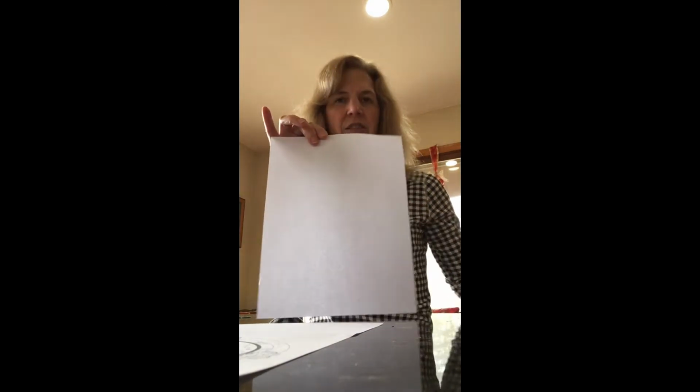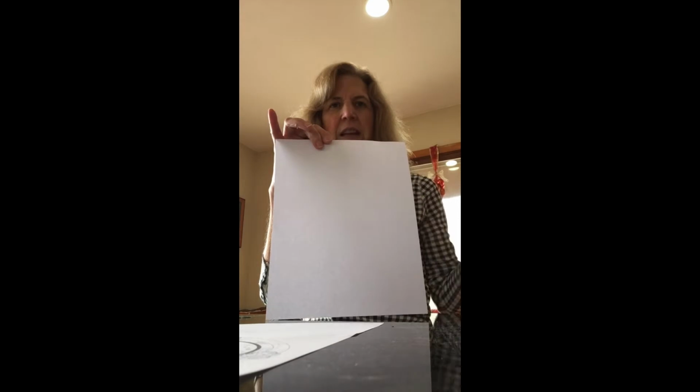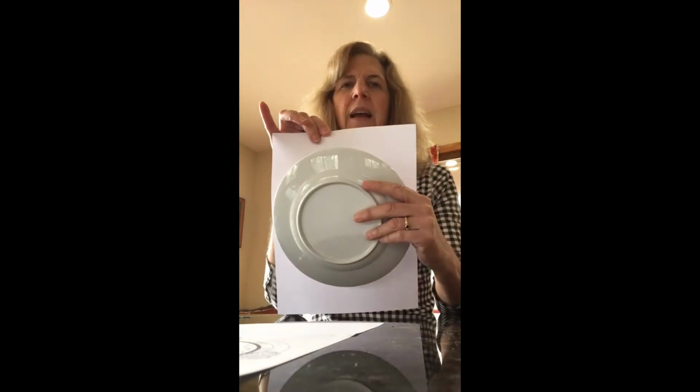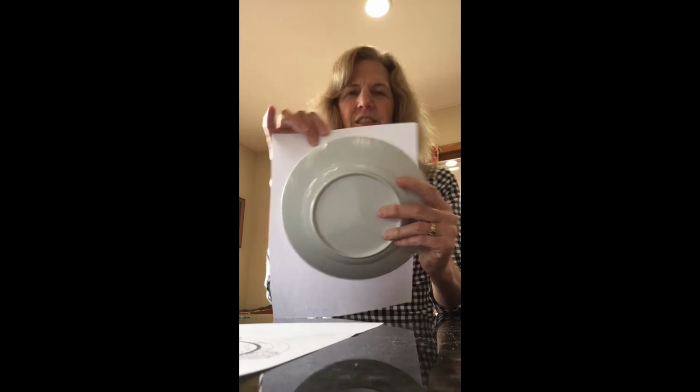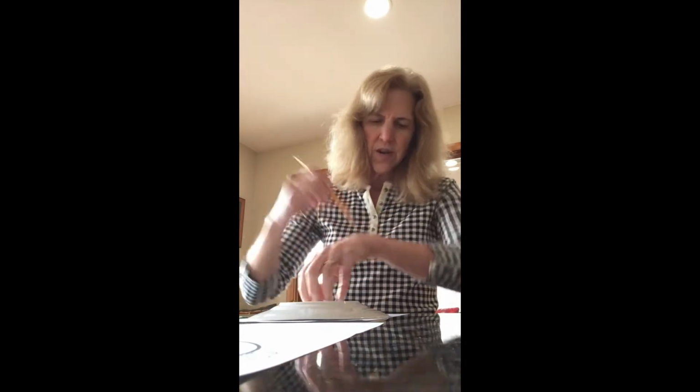So I needed to make a circle, and I was looking at my dinner plates. Dinner plates were too big, but this luncheon size plate makes just a lovely circle on here. So just put your plate, or again, might be something in your Tupperware drawer. Make a circle. There I have my circle.